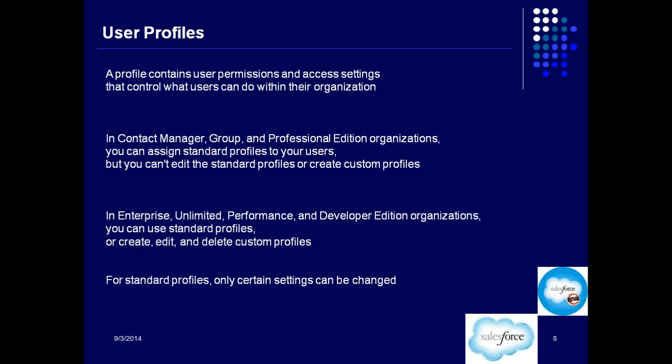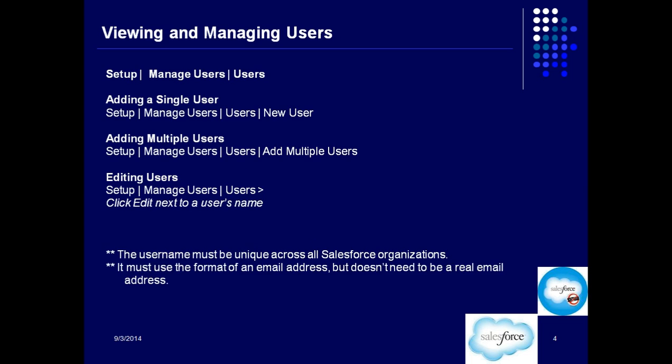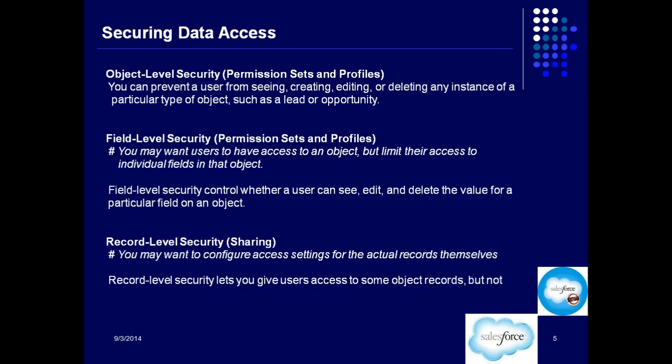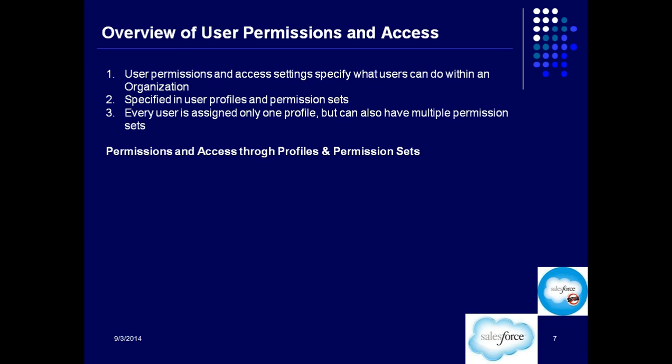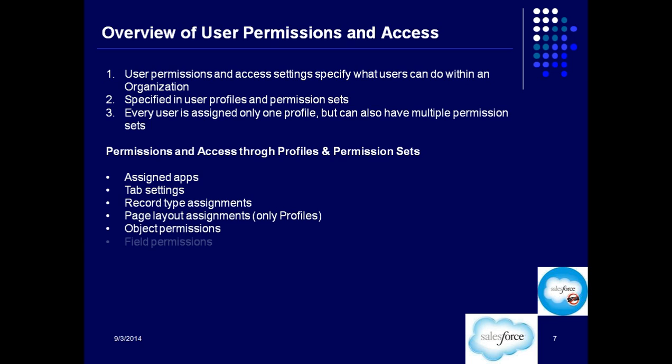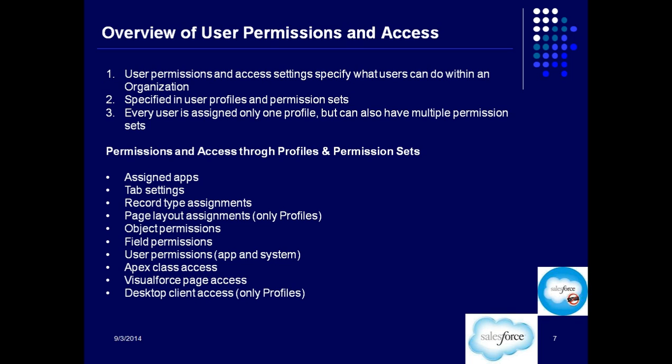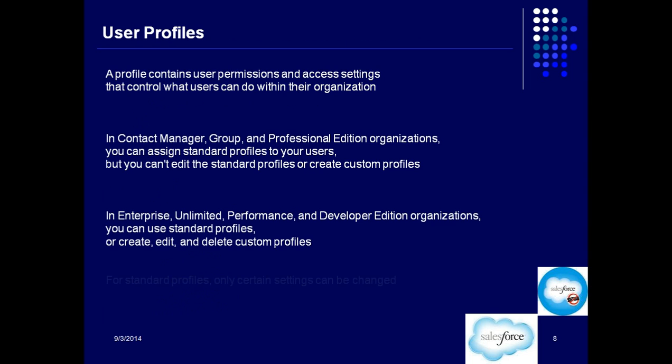And the settings or the access that you control through profile are these. What is controlled through profile? The permission and access, assigned apps, tabs, record types, page layouts, object permissions, field level permissions, user permissions, Apex classes, Visualforce pages, desktop client access. All these things are controlled through your profile. So all these settings or all this access will be controlled through your profile.